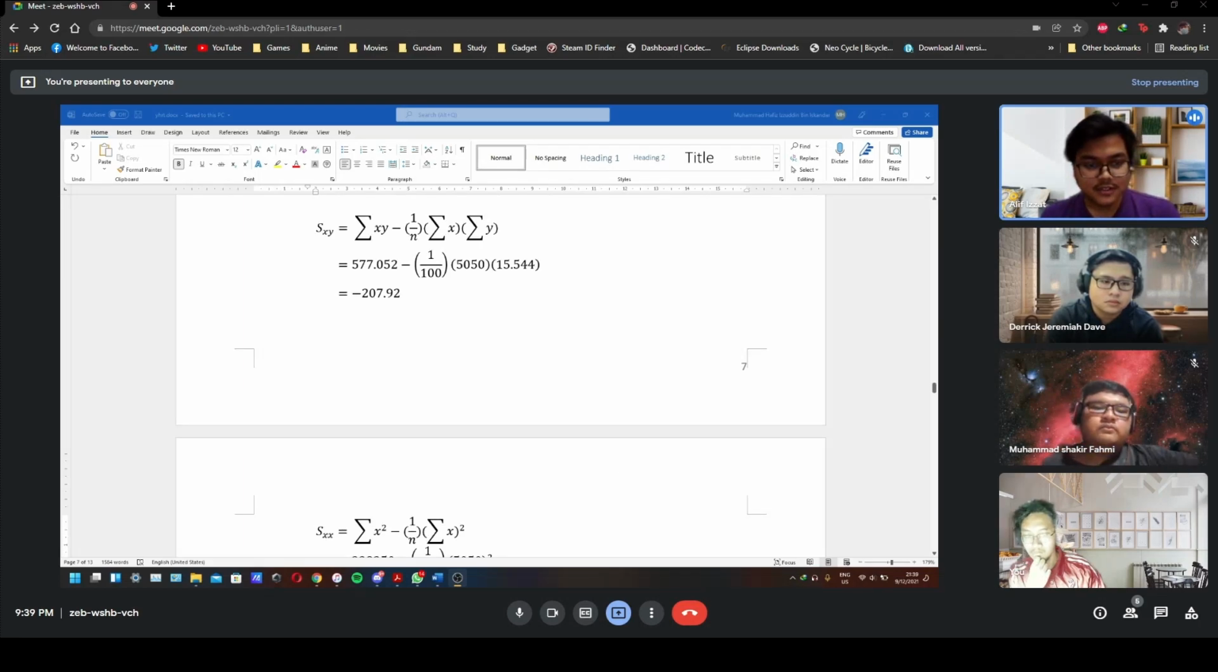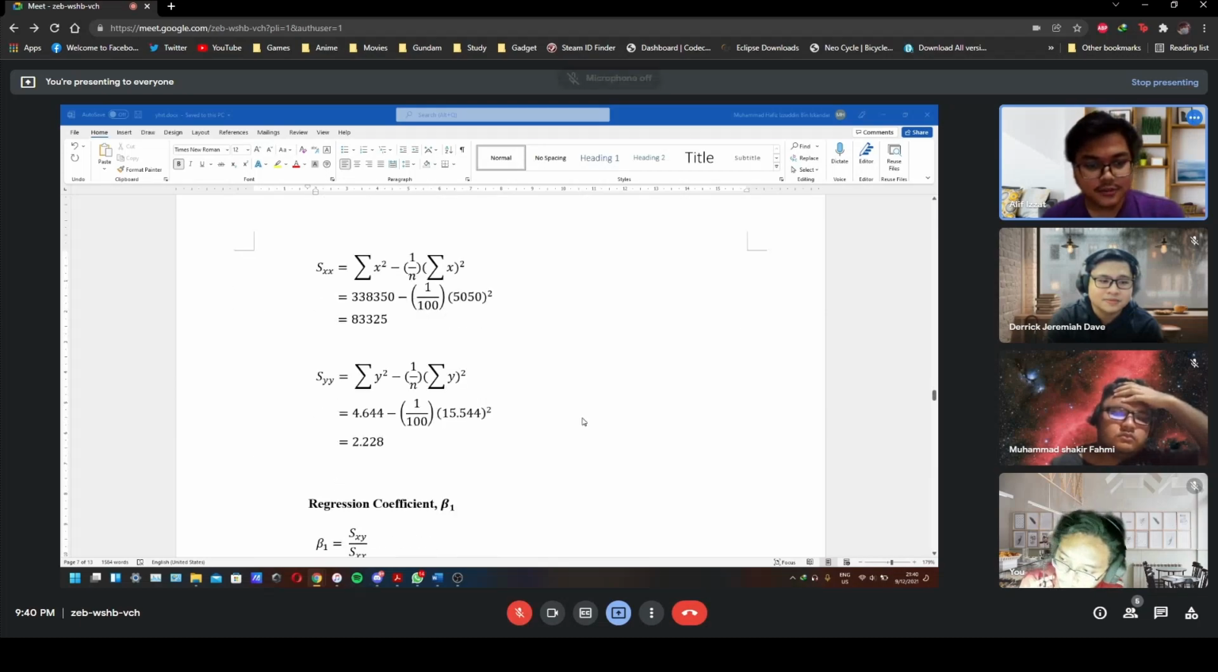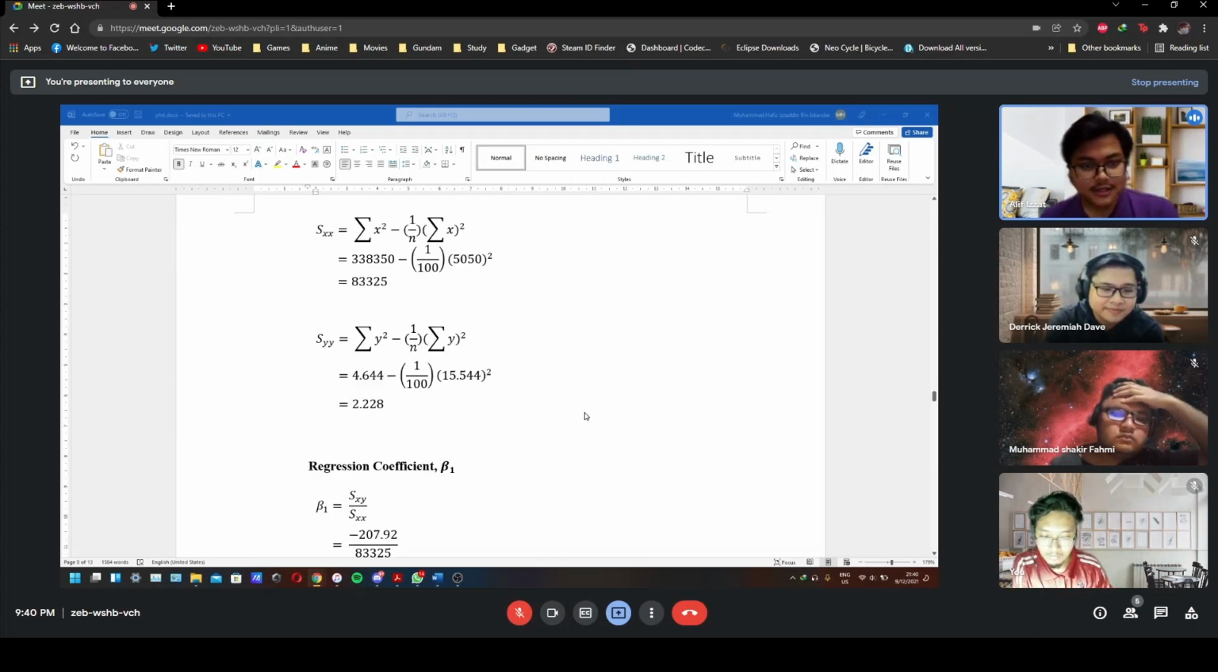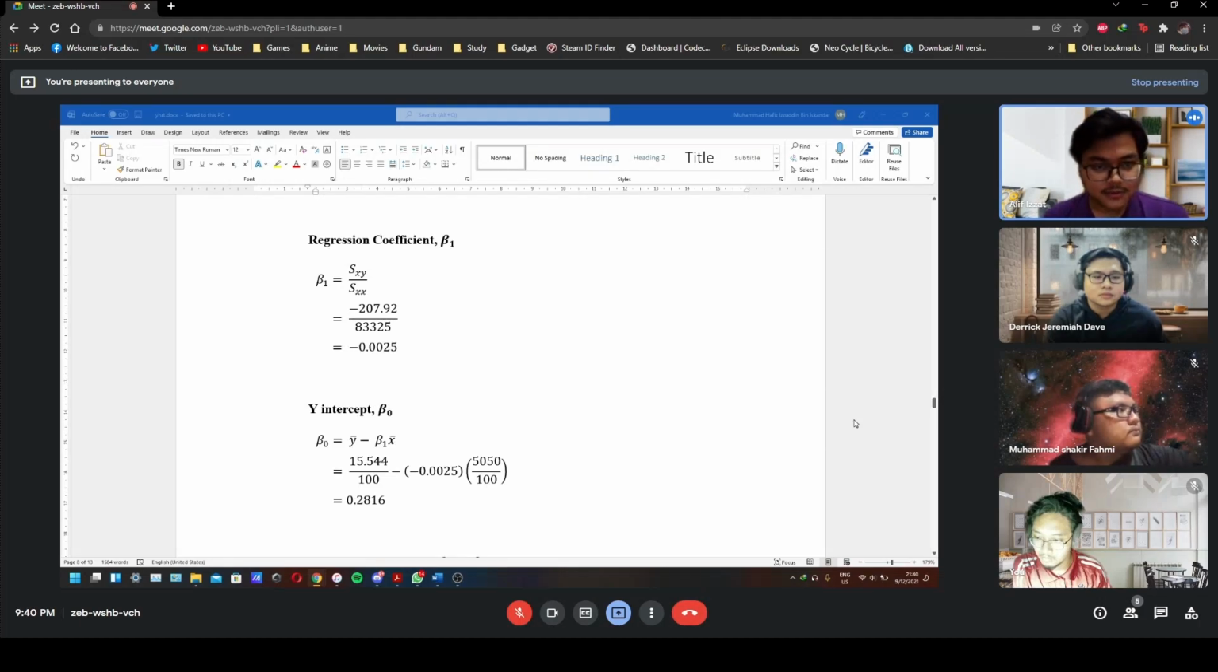Based on the formula of the least squares method, we need to find the Sxy first, and from there we have obtained the value of negative 207.92. Next, for the value of Sxx, we obtain 83325, and Syy we obtain 2.228. After that, we have to find the regression coefficient, which is beta 1. The formula is Sxy divided by Sxx, and we have the value of negative 0.0025.